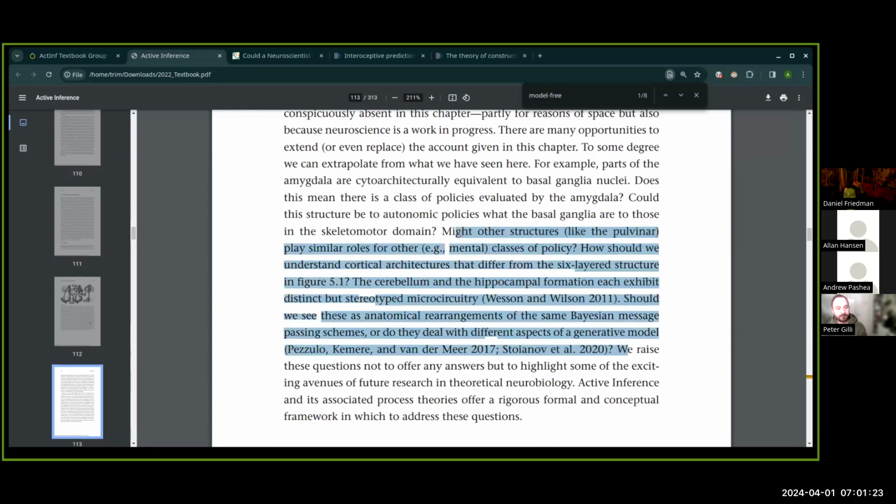They bring up a ton of other questions. Cool topics for future discussion.